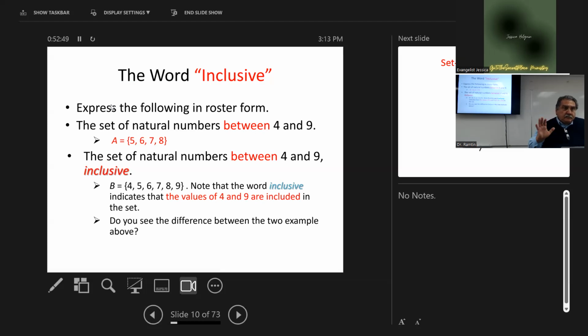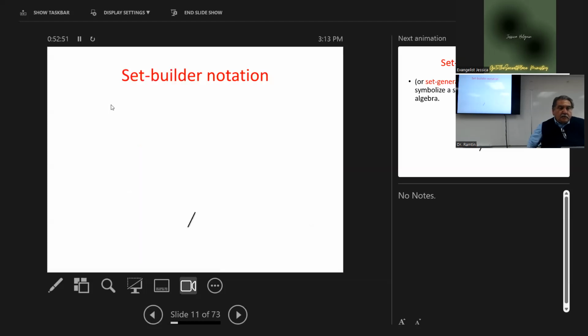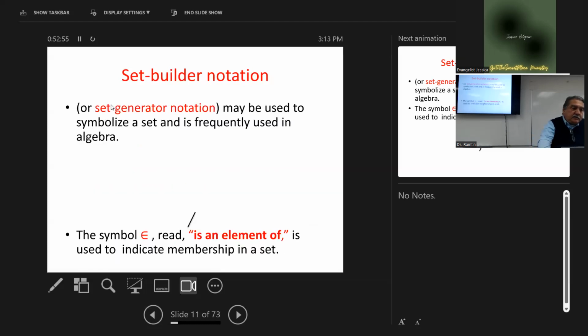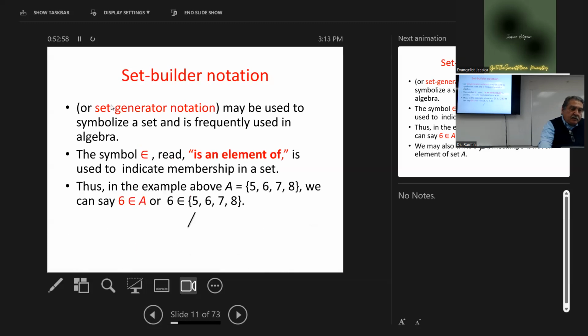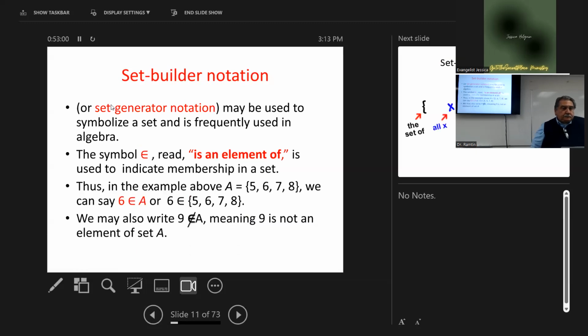That clear? All right. Now, then we have set builder notation. Set builder notation, or set generator notation, may be used to symbolize a set and is frequently used in algebra. When you have that symbol that looks like an E, it means it's an element of, and is used to indicate membership in a set.